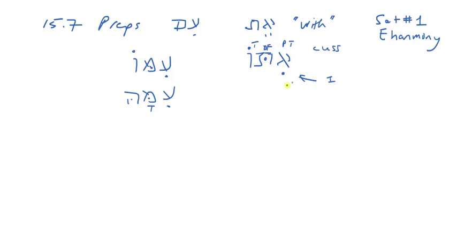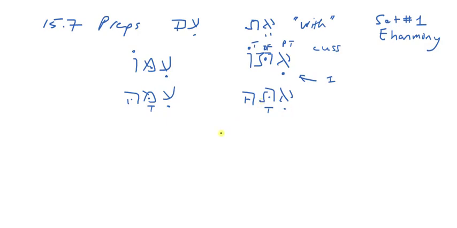So how would I say "with her"? It would be it, doubling dot, and then the qamets with the mappiq. Ita, with her. So I have two prepositions that mean "with," and they both behave very similarly. Doubling dot in their final consonants, and then the set one pronouns.